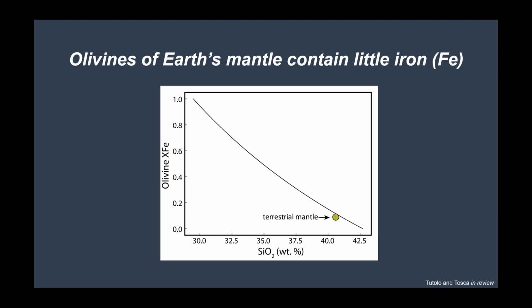So simply put, olivines of Earth's mantle contain very little iron. Here's the terrestrial mantle plotted on this solid solution diagram between forsterite here at high silica, low iron, so 0 iron is forsterite, and then the fayalite end member plotting up here. So you see that the terrestrial mantle, of course, at about Fo90 or 91, plots very close to the forsterite end member.